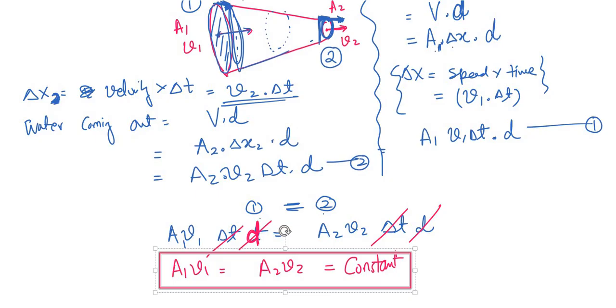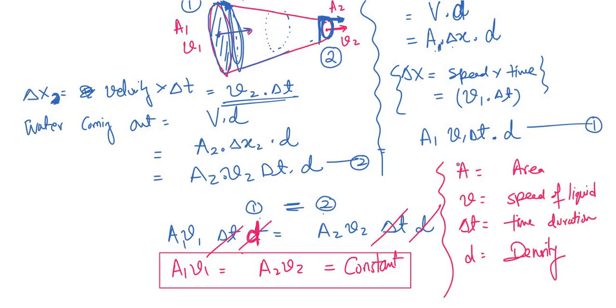See here what is the meaning of the letters that we used in this formula. A is for area, cross-sectional area; V is the speed of the liquid; del t is the time duration over which we did the observation; and D is the density of the fluid which is flowing in the pipe.